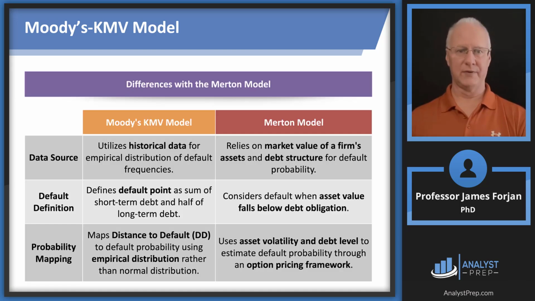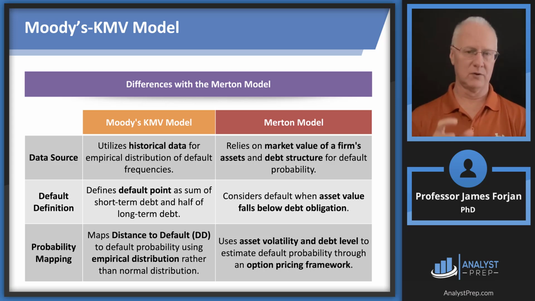What are some of the differences? There we go. Historical data for an empirical distribution. That's important. Defines that default point as the sum of short and half of long-term debt. Remember, over in the Merton model, we just had one balloon payment out at the end. And then this KMV model maps distance to default. Now, there is only a short paragraph about this KMV model, but there are lots and lots of really potential good exam questions. So remember that.